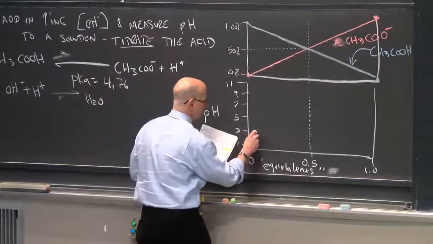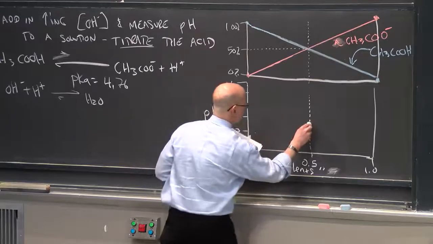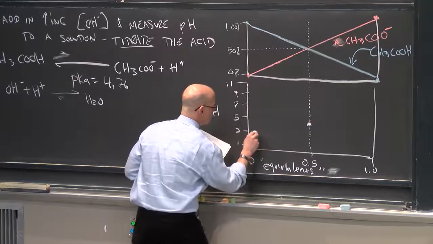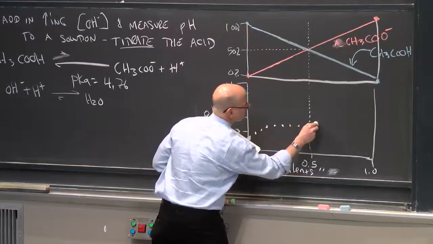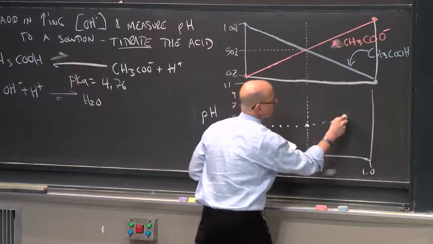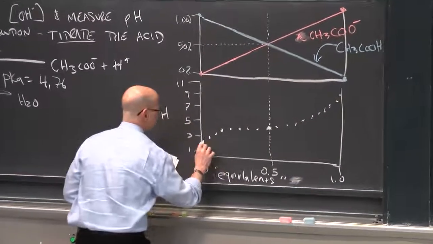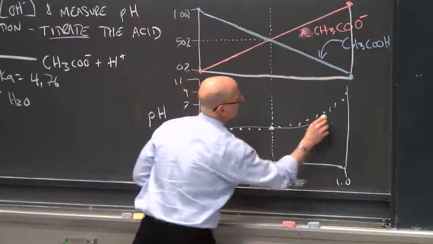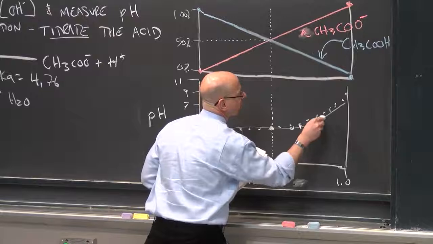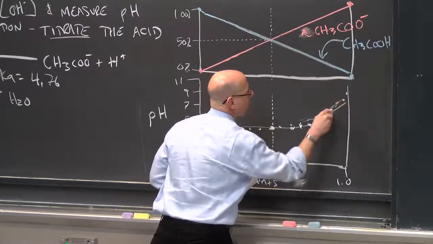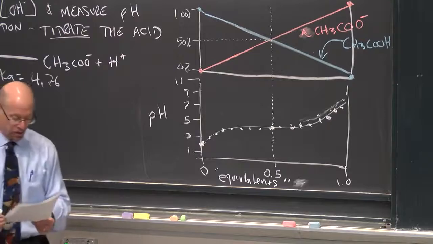So we measure the pH. I'm going to cheat here and put the answer that I want over here. And if we do this, what you find is a curve that looks like this. So it's basically a curve with a shape like this. I'll draw my points to match my curve. And this is what I measure. This is called a titration curve.